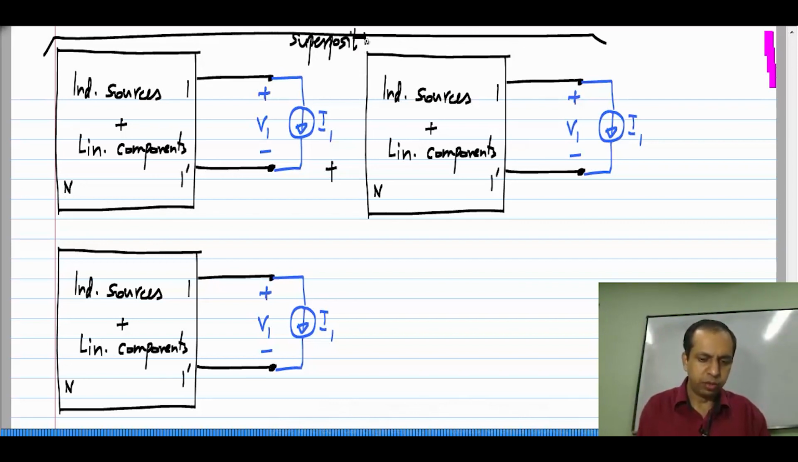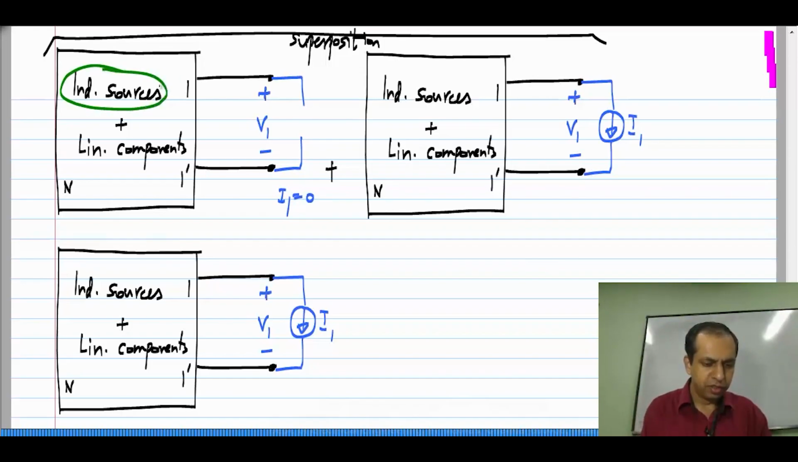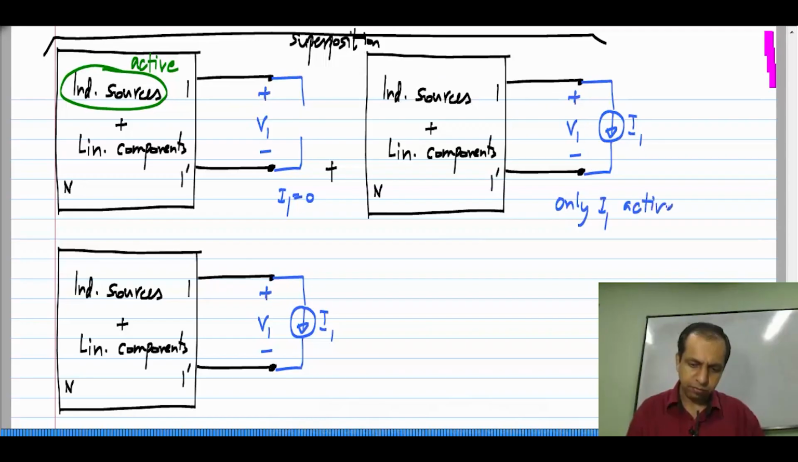I will mention exactly what the cases are in a moment. In the first case, I will set I 1 to 0. Okay, that is, I open circuit this one. This corresponds to I 1 being 0, and the independent sources inside the circuit are all active. Then the other case, I consider only I 1 to be active, and the independent sources in the circuit are all set to 0.